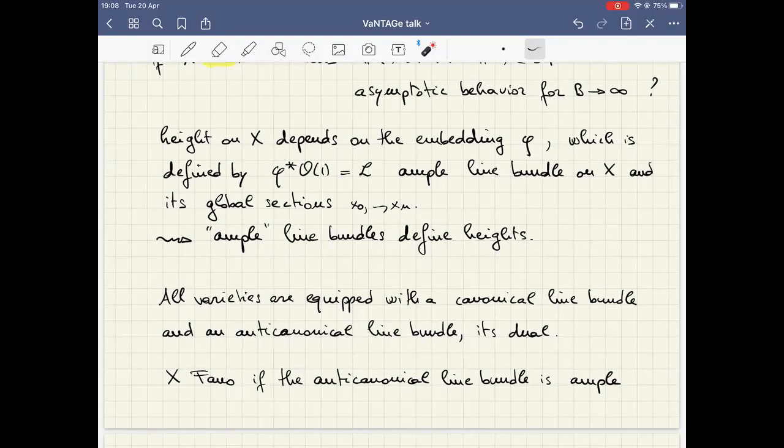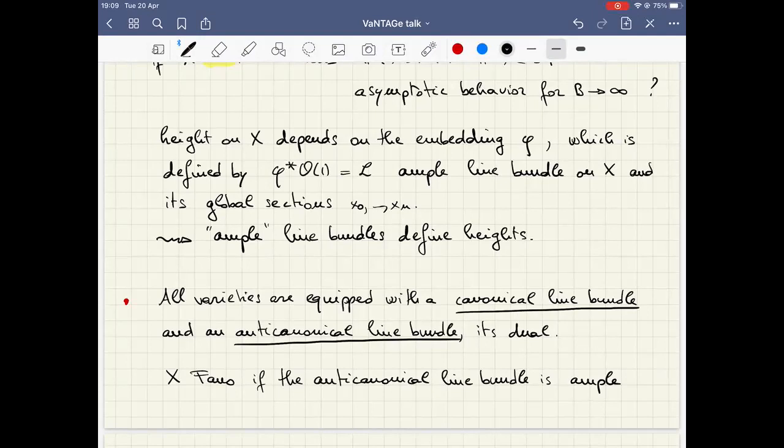And the next piece of information that we have from algebraic geometry is that all varieties come with a special line bundle, which is called the canonical line bundle. And of course, they also come with the dual of this line bundle, because all line bundles have a dual. And this is called the anti-canonical line bundle. Then, since all varieties have such line bundles, we can ask ourselves, can we use these line bundles to define heights? And if the canonical line bundle is ample, then yes, we can do it. And if the anti-canonical line bundle is ample, then we can do it with that one.